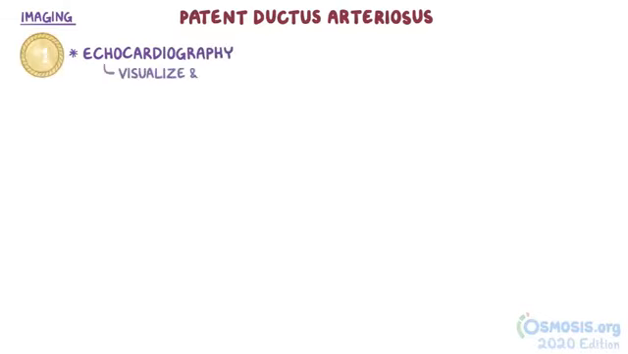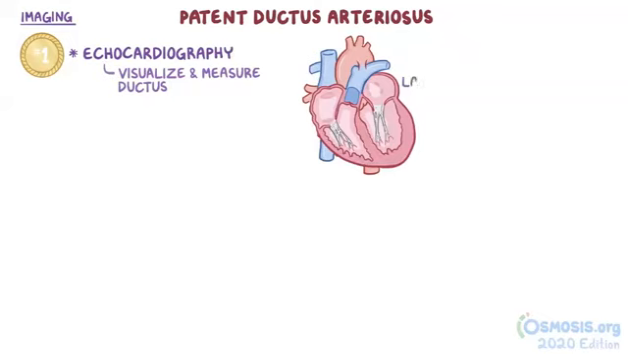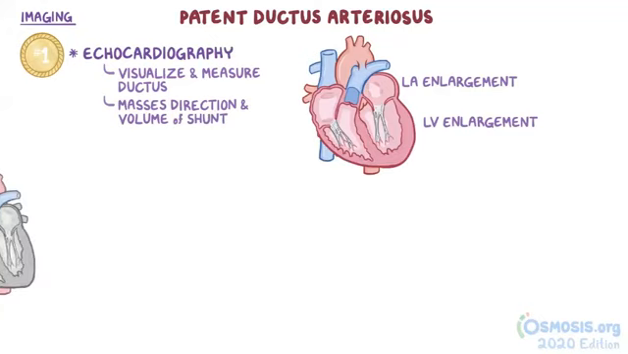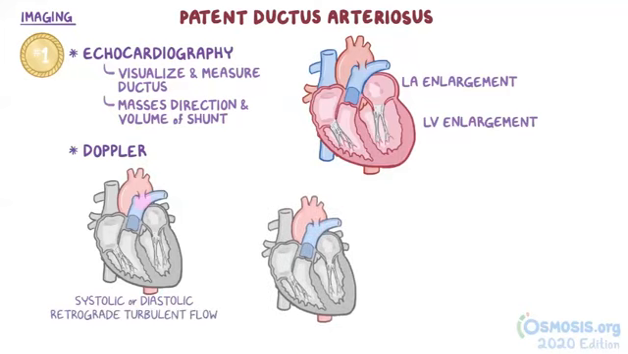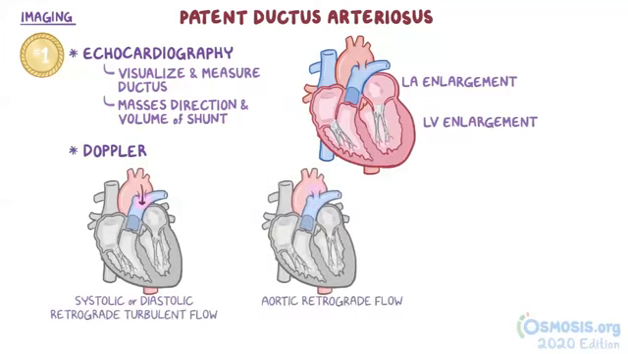Regarding imaging, echocardiography is the first step towards diagnosis, as it can visualize and measure the ductus, show left atrial and left ventricular enlargement in large defects, and assess the direction and volume of the shunt. Additionally, Doppler examination usually shows systolic or diastolic retrograde turbulent flow in the pulmonary artery, and aortic retrograde flow in diastole.